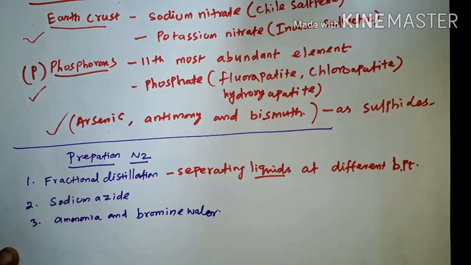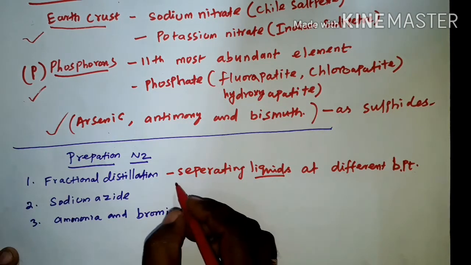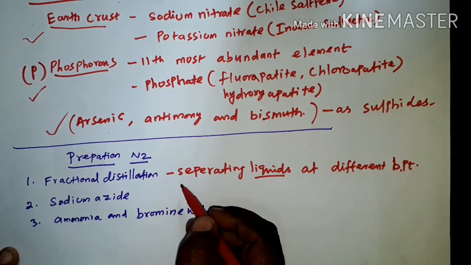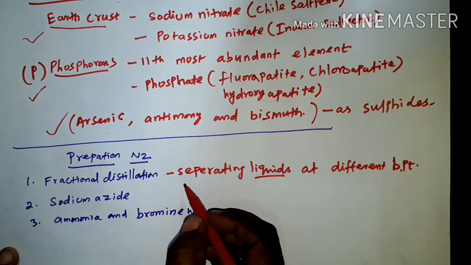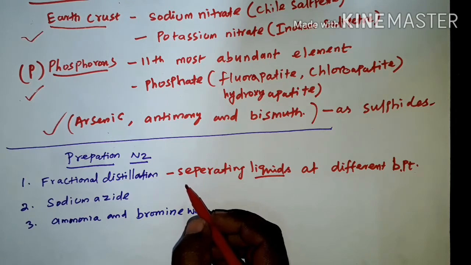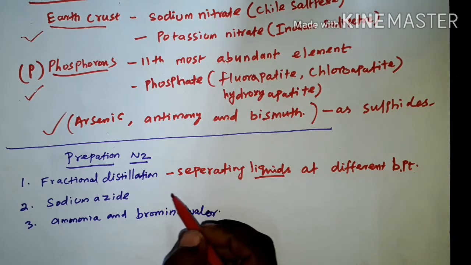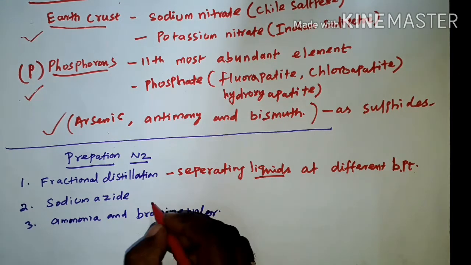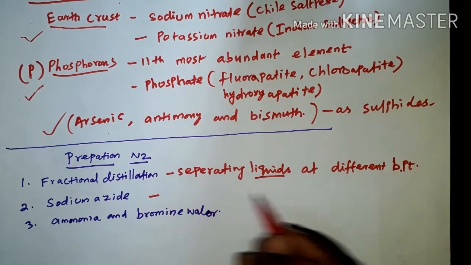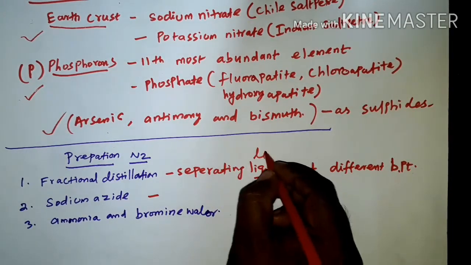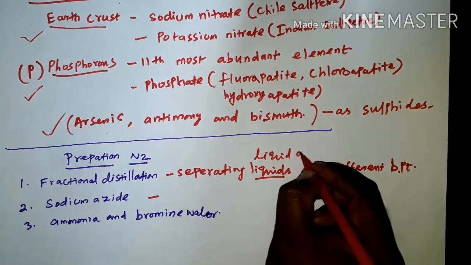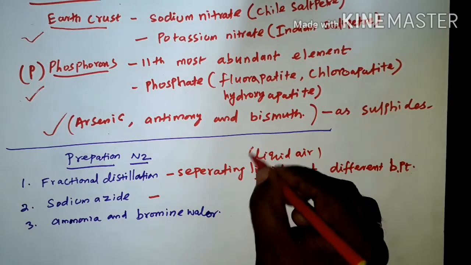So nitrogen can be prepared by fractional distillation of liquid air. It is the industrial process. Nitrogen can be easily separated from the liquid air by fractional distillation. This is the first method, where we use liquid air.